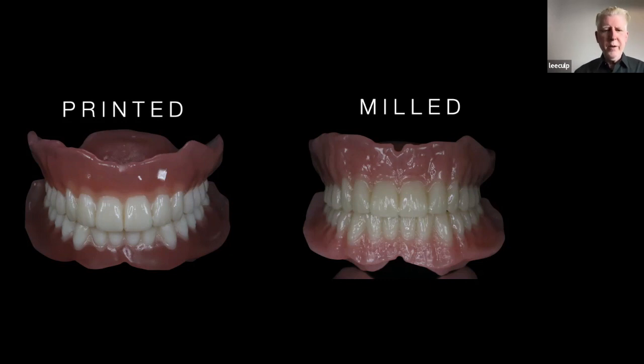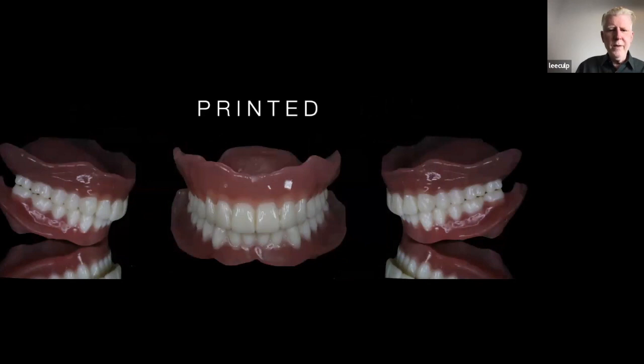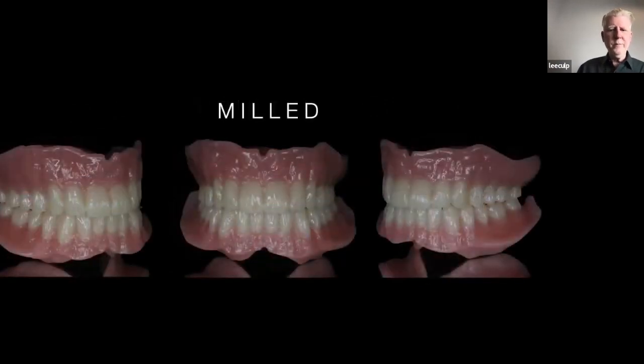So then we look at the printed materials, and the printed materials are getting better, obviously, but the original denture material, which is still out there, is very translucent, and you can actually see the necks of the teeth through it. The milled dentures, we've got just beautiful materials to be able to work with. So with printed, the color was off, the opacity was off, the shades were off, and then the same milled denture.